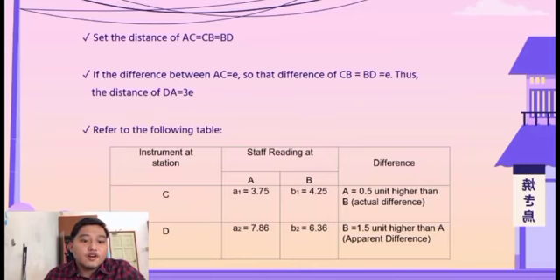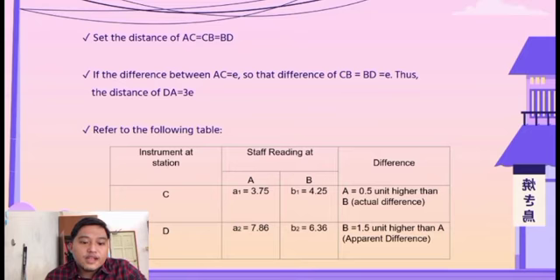Set the distances AC, CB, BD. If the difference between AC and CB, and BD is E, thus the distance DA is 3E. Refer to the following table.